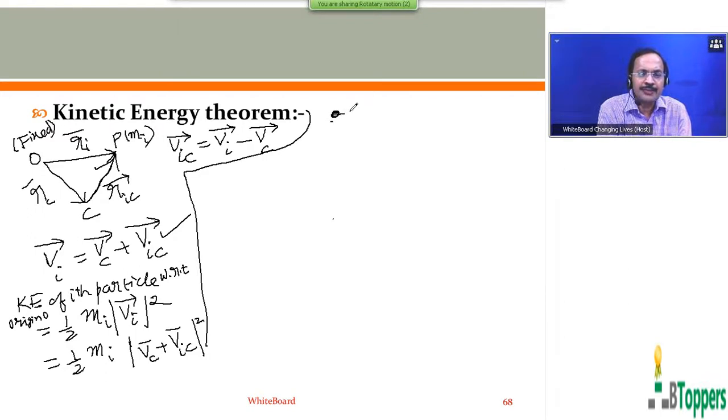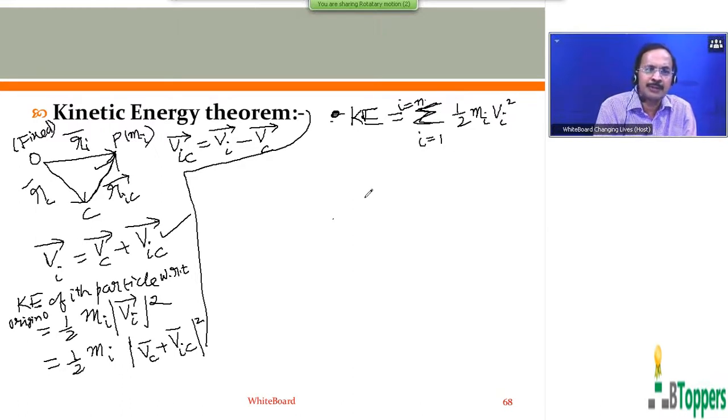So the total kinetic energy of the system of particles with respect to origin O is equal to the ordinary sum of the kinetic energies of all the particles of the system. That is, sigma I varied from 1 to n, half mi vi square, where v subscript I without the bar symbol represents the mod of vi bar. So the total kinetic energy of the system with respect to origin O of the inertial frame is equal to the sum of the kinetic energies of all the n particles.